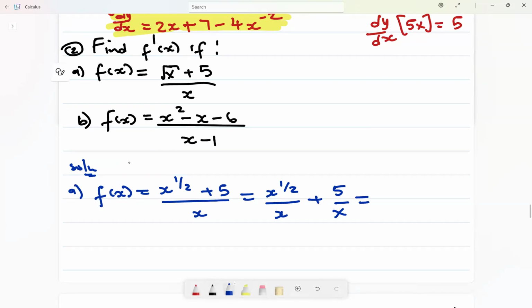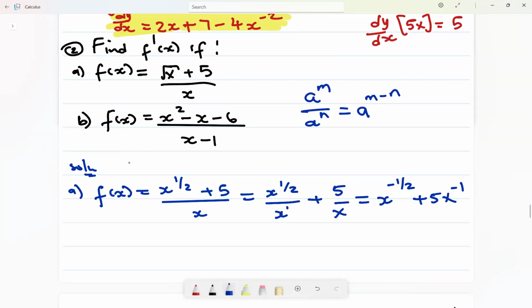When I simplify this any further, remember, the laws of exponents say when I divide the same bases, I subtract the exponents. So it's going to be a to the power of m minus n. Can you see? So in this case, it's going to be x to the power of half minus 1. Remember, this is 1 here, right? Half minus 1 is negative half. Like that, okay? Plus 5x to the power of negative 1.